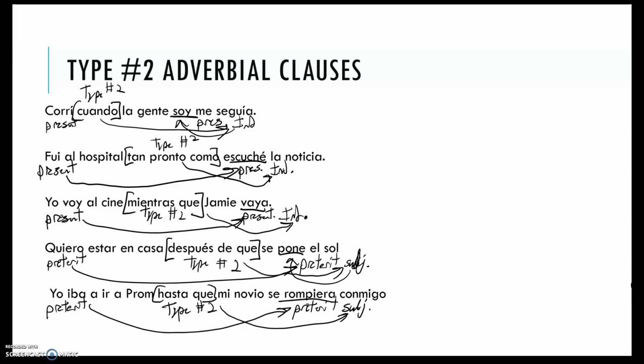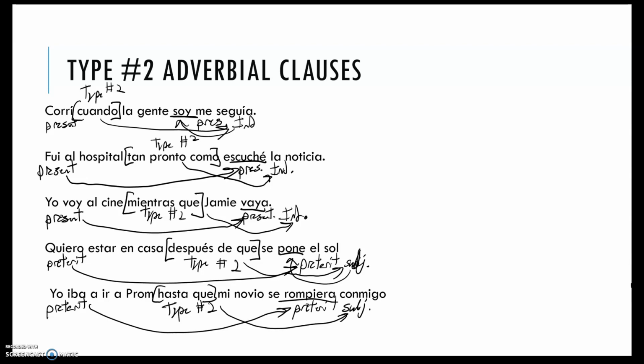It is either one. So we have "quiero estar en casa después de que se pone el sol." So we see "después de que," type number 2, we know it's an adverbial clause. And then we see "quiero estar en casa," our first clause, is preterite. That means it has not happened, indicating "pone" is a preterite subjunctive verb.